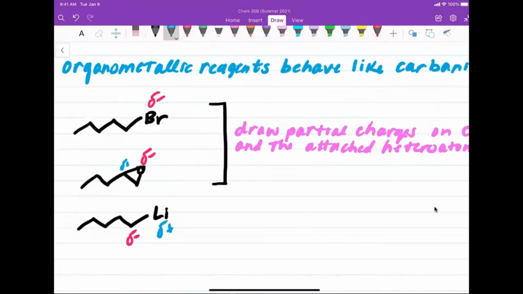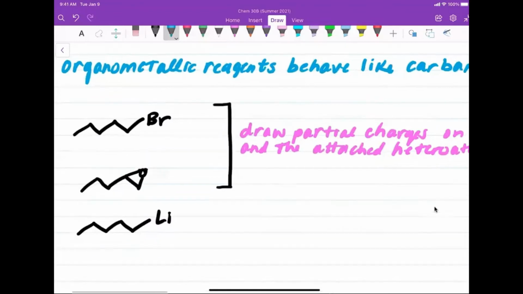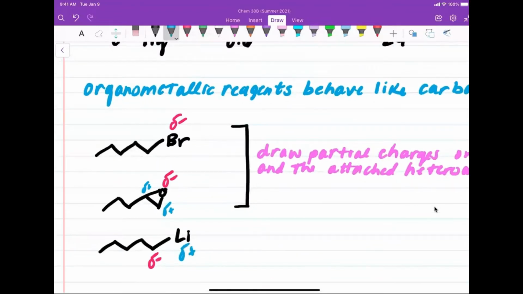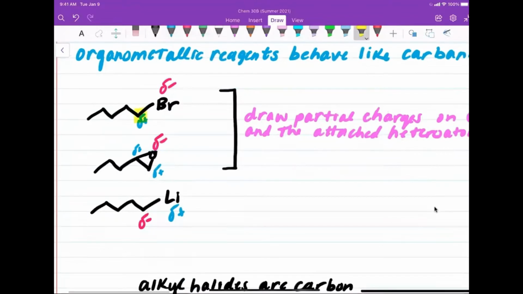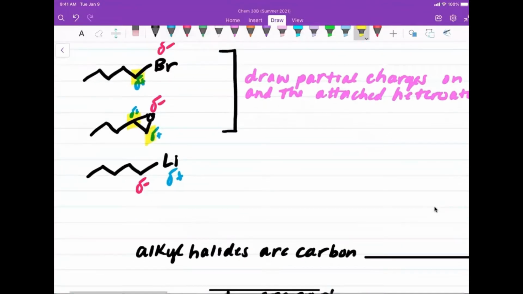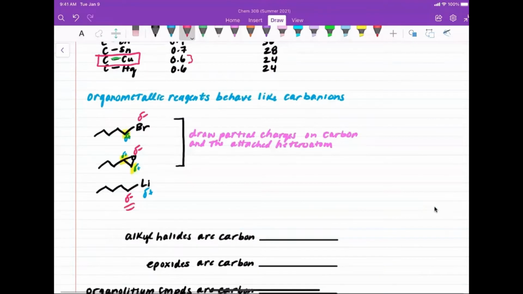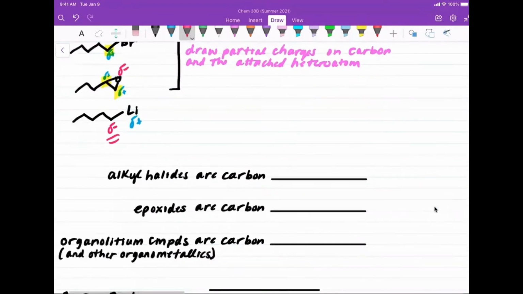Here, each carbon is partial positive, one more than the other, and then finally on the top one, carbon again is positive. So what this is meant to show is that in most cases we've seen before, the carbon is the thing with the partial positive, and now it's the thing with the partial negative. So that's different. So that means alkyl halides are carbon electrophiles.